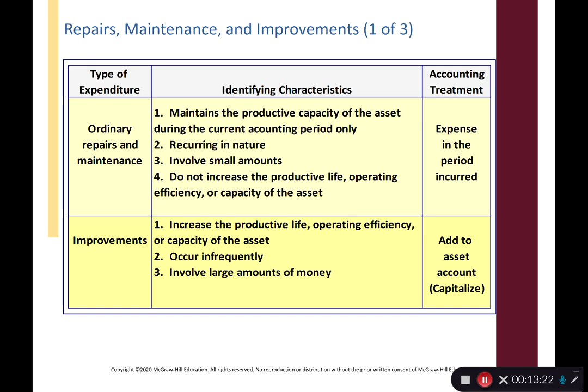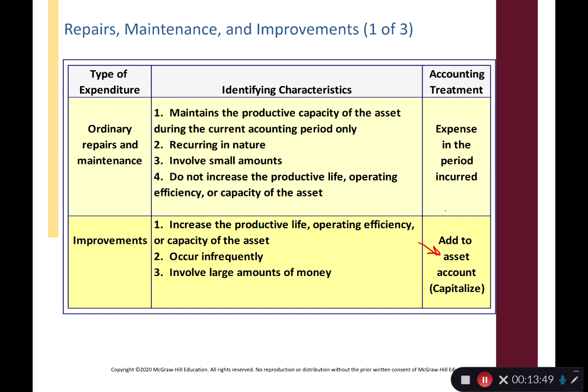If we make a major improvement, like we put a new engine into a car, that's going to extend the normal useful life of the car. So that type of cost would be a capital expenditure and it would be included in the cost of the asset. The reason this matters is because if it's something involved to keep the asset running normally, it's expensed right away in the period in which it's incurred.